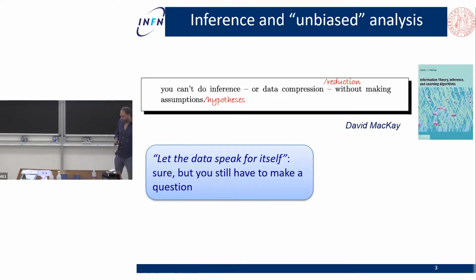The other slide I have is a general comment about a statement, a cornerstone of information theory. We're going to talk about anomaly detection, but in doing that we should always remember that in order to do inference, so infer information from the data, but also to do data compression or data reduction, which is essentially the same thing, you have to make assumptions, you have to make hypotheses. You cannot live without that.